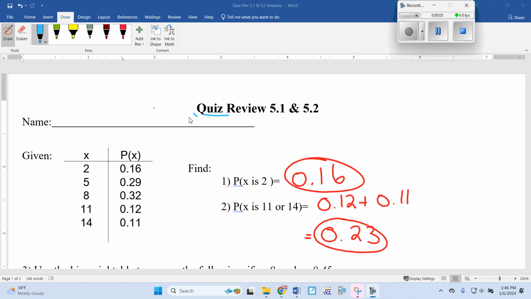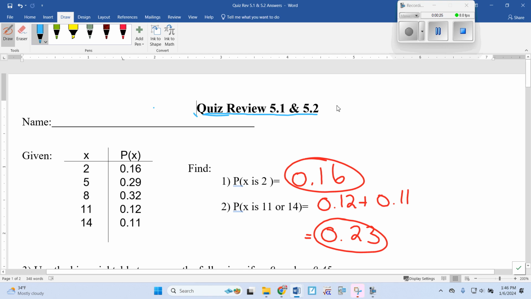This video is over the quiz review from section 5.1 and 5.2. There are three kinds of things on here. We have a general probability distribution, which is number 1 and 2, and then we're using the binomial distribution, which is our pink table, and then we are using the geometric distribution, where we have our simple formula.